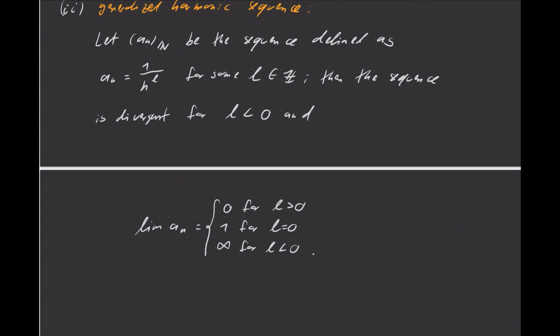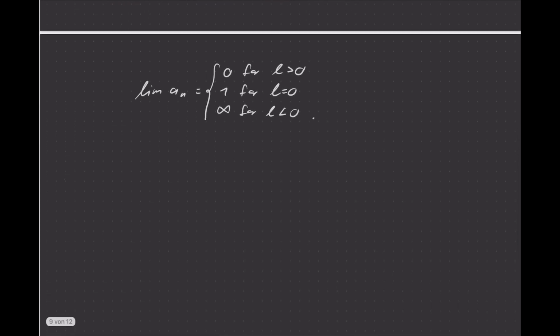Let's have a quick look at an example that shows us how we can combine our knowledge about these sequences and about the combination of sequences to get a limit of a more complex sequence. Let's have a look at the sequence defined as 3n squared plus 2n plus 1 over n squared plus 1. And what we want to do here is we want to rewrite this as a combination of sequences that we know. And in particular, in this case, the harmonic sequences are of interest.